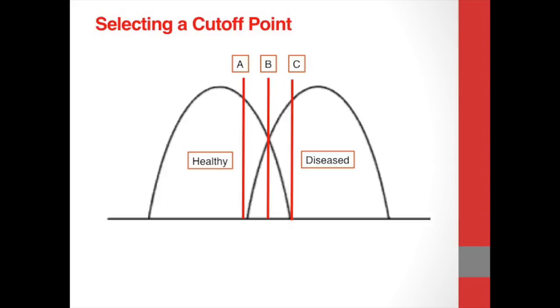Now, let's set the cutoff at point C. This cutoff leads to an insensitive test where specificity is extremely high. This type of test would be useful in situations where the cost of a false positive is high.